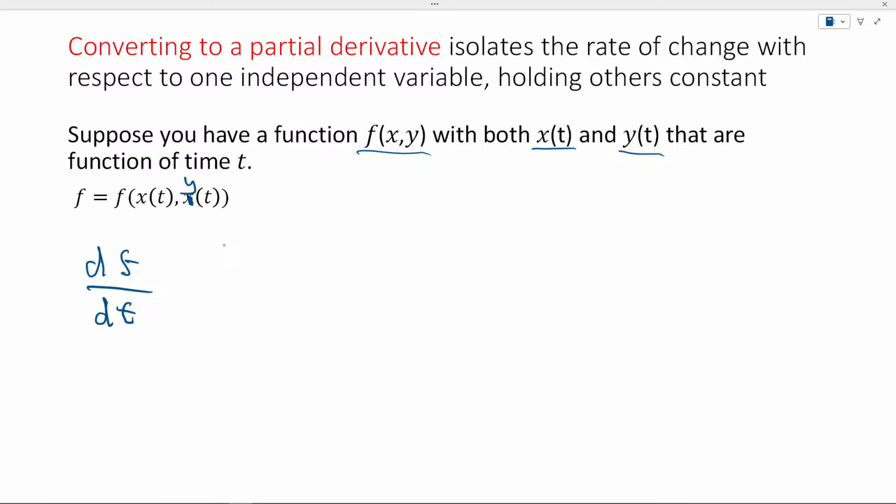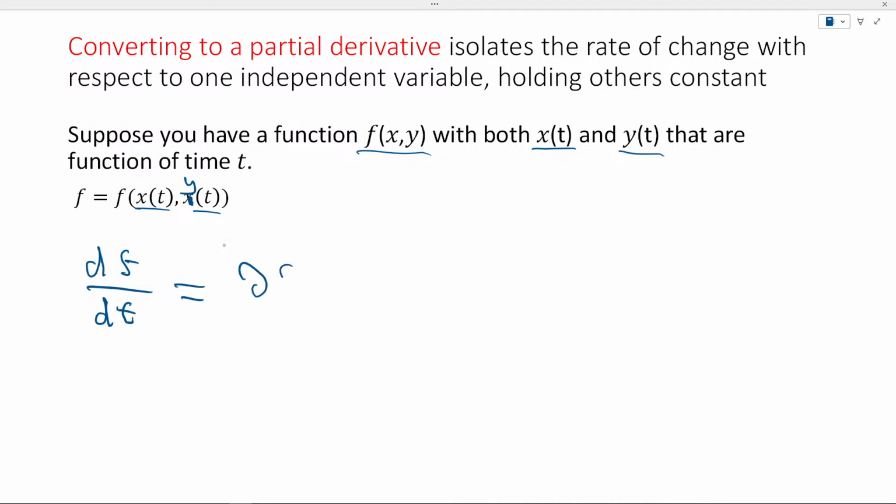Since f depends on t indirectly, it depends on t through x, and it depends on t through y. We can use the chain rule to find the total derivative with respect to t. So basically, this is one of the rules of calculus, similar to the other rules of calculus we used before, and this is another rule that's based on the chain rule.